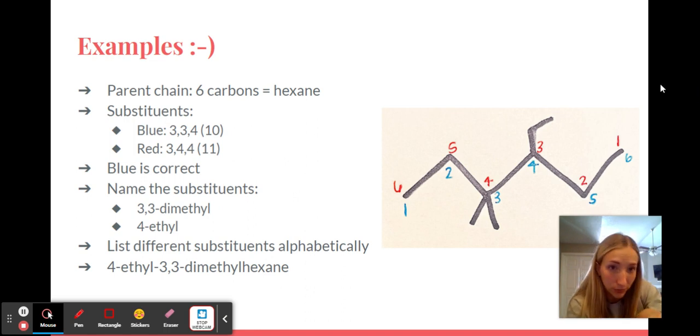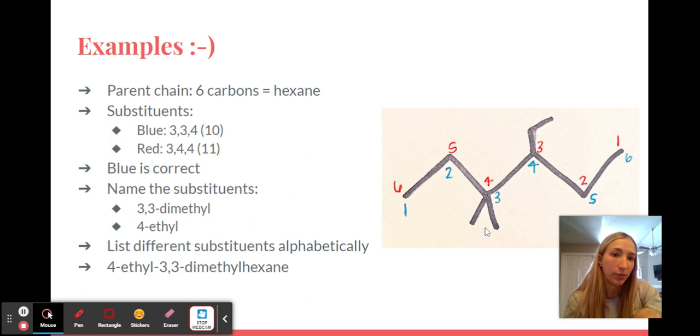Our substituents, this one's a little bit trickier. If you go onto the blue numbers, we have 2 substituents at 3 and then 1 at 4. As for red, you have 1 at 3 and then 2 at 4. So again, blue, just barely, is going to be the lower number. So that's going to be the correct way that we'll look at this one.